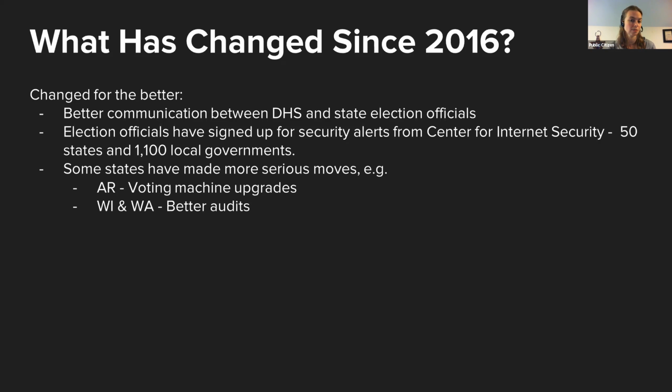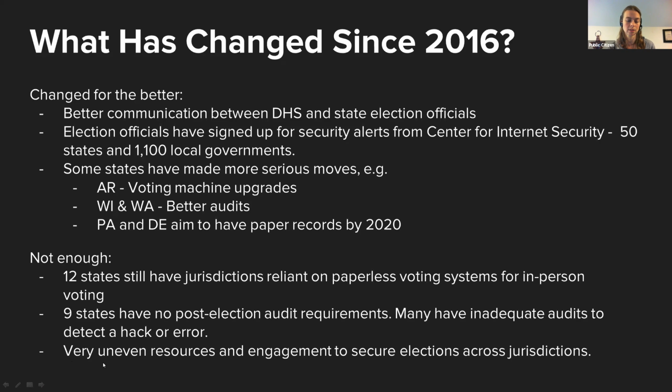It's going to make for a very different and hopefully more secure election this fall. Wisconsin and Washington both passed, in one case, regulations, in the other case, a law to improve their audits. Pennsylvania and Delaware, and it sounds like South Carolina, have committed to having paper records by 2020. We hope that will come to fruition. But then there are some things that are not better.